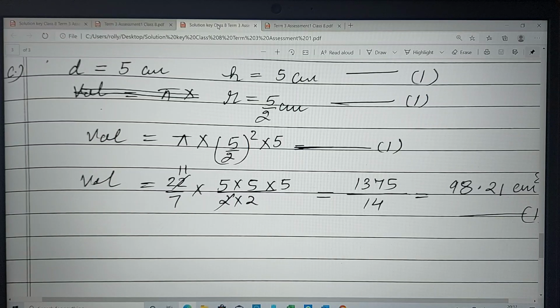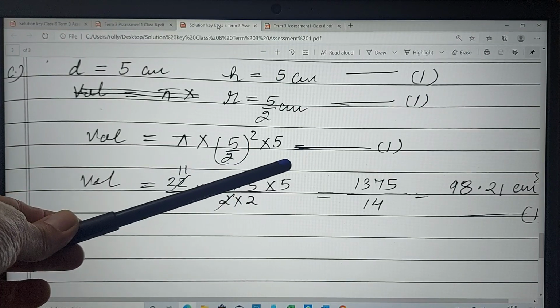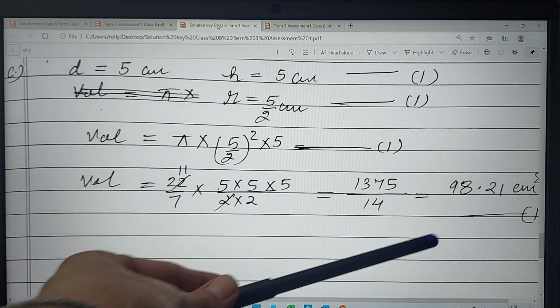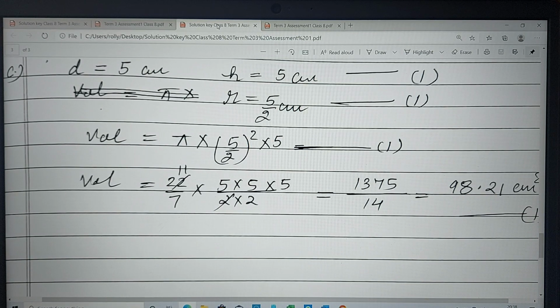We need to find the volume of the sweet. So volume of the sweet will be equal to volume of cylinder. Formula: pi r square h. R is 5 upon 2, h is 5. We have placed the values and we have got the answer as 98.21 centimeter cube. Clear?